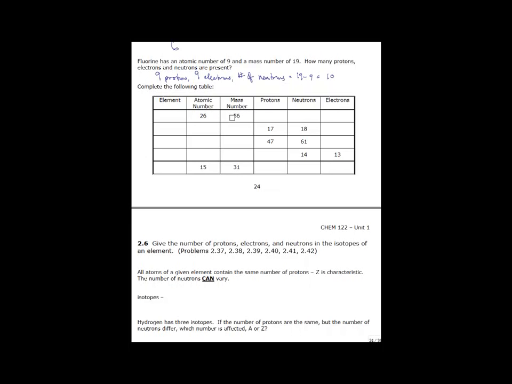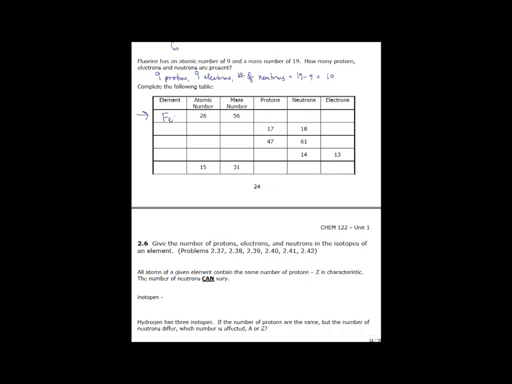Okay, so back to this table. This first entry right here, I'm going to work on this one with you. If you look on your periodic table, we're trying to figure out the identity of this element. We can figure out the identity of the element because the atomic number is given. So you're going to look for the blue 26. You find that, and it's iron.